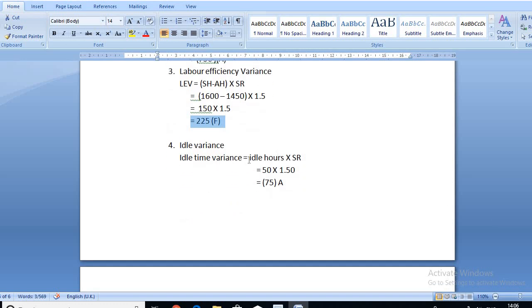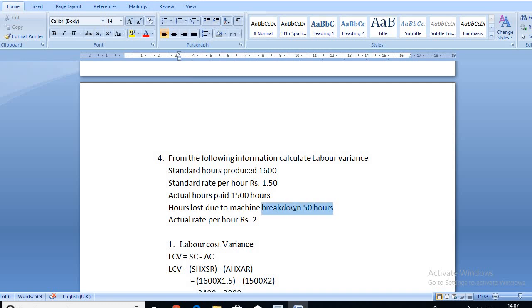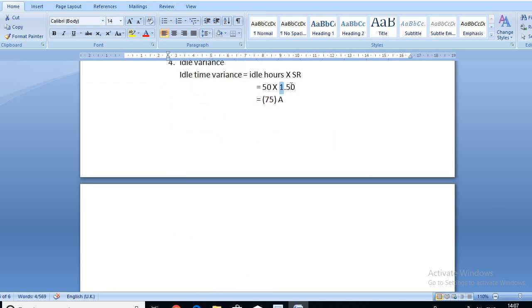Now the last variance, labor idle time variance. So labor idle time variance equals idle hours multiplied by standard rate. Idle hours is nothing but the number of hours lost due to machine breakdown, machine failure, power cut, strike and lockouts. In all these reasons, the number of hours lost will be called idle hours. So in this problem, number of hours lost is 50 hours because of machine breakdown. So 50 hours multiplied by standard rate 1 rupee 50 paisa. So the answer will be 75 adverse, because idle time always indicates negative.